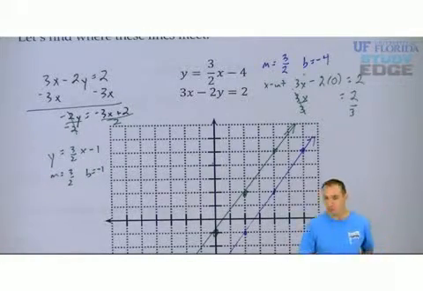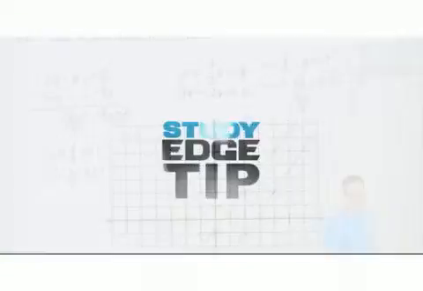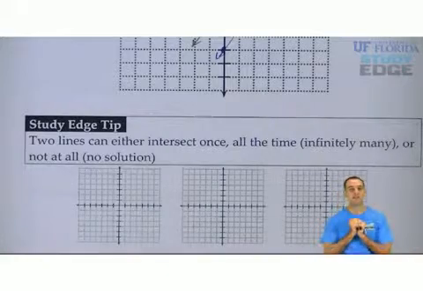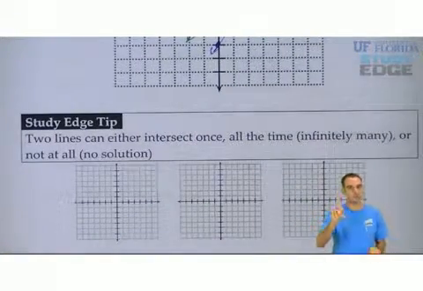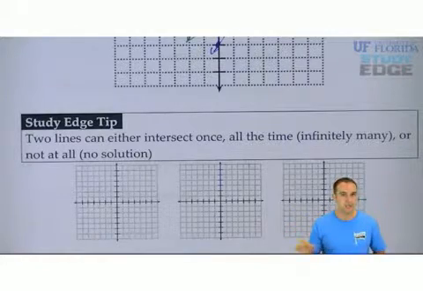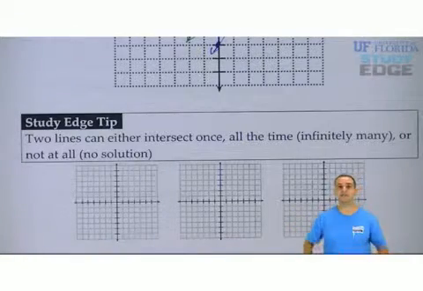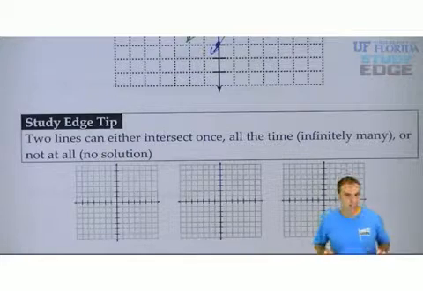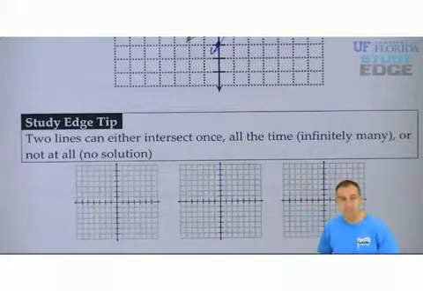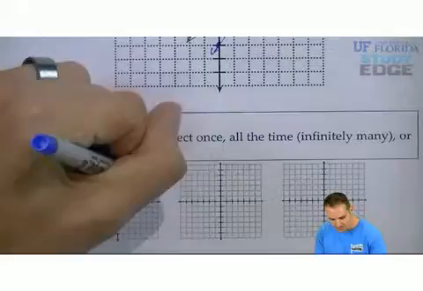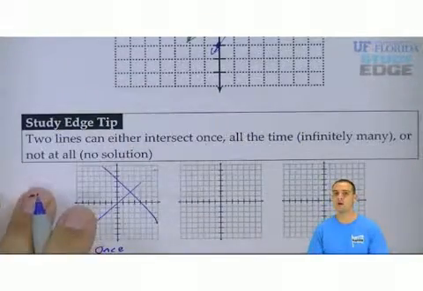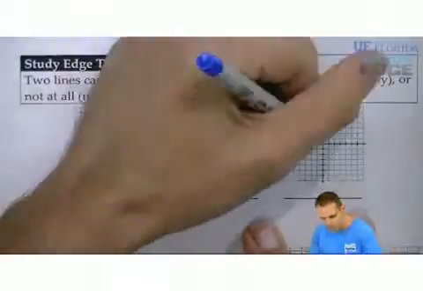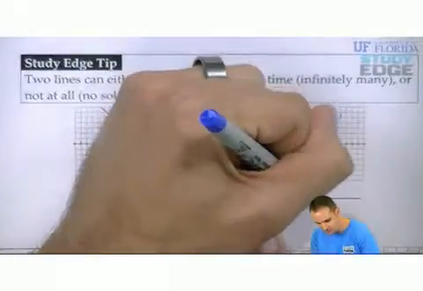And this brings up a very good point. In fact, little study edge tip for you guys. Two lines can either intersect once, all the time, or not at all. We saw on the last page that they crisscrossed, and that happened once. We also saw it happen not at all. They were parallel lines, so not at all.